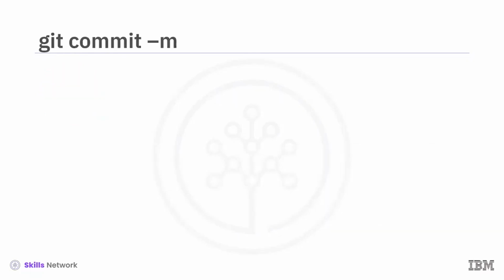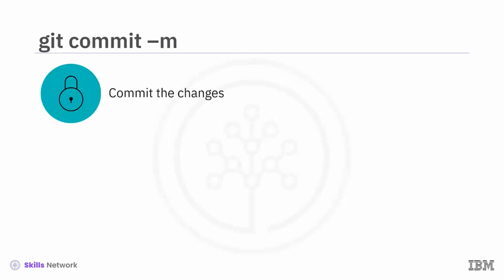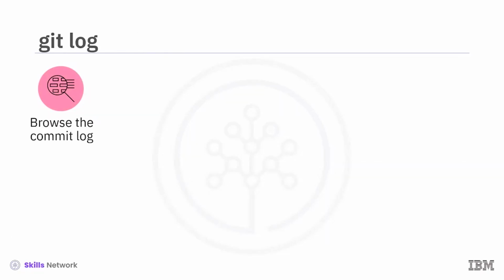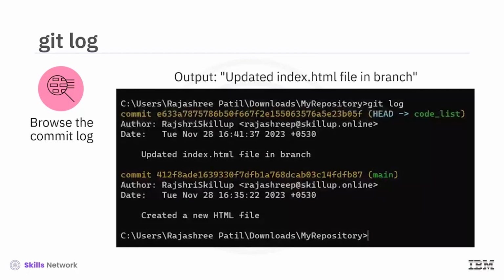As stated earlier, let's now commit the new changes made in the code_list branch with a descriptive message such as updated index.html file in branch. Let's now browse the commit log in the code_list branch using the git log command. Your output will now display updated index.html file in branch.